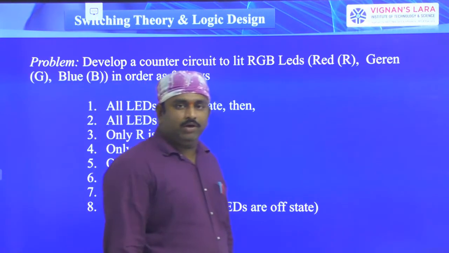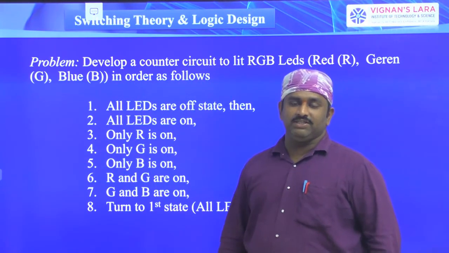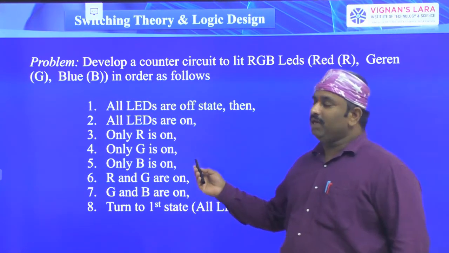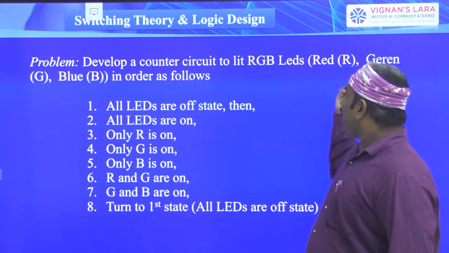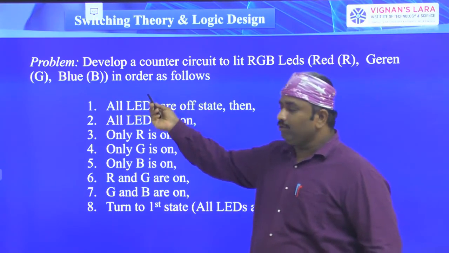This morning, I got a mail from a student. The student is asking what is the solution for the problem. Here the problem is: develop a counter circuit to light RGB LEDs, that is red, green, blue, in the order as follows.